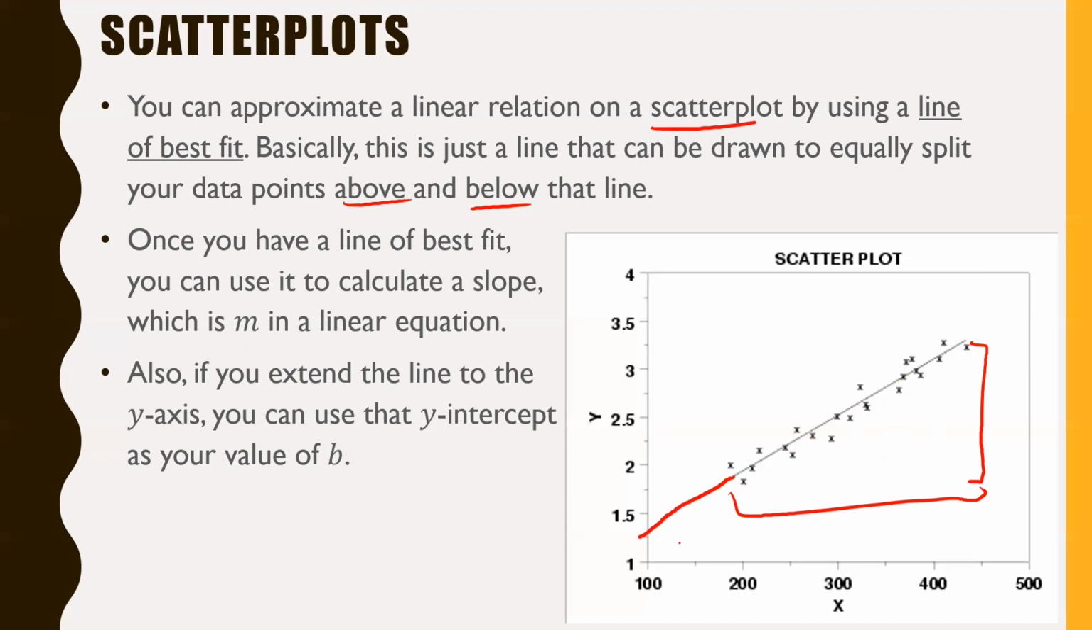But if you try to extend it the best you can and you make it all the way to your y-axis, just remember that your y-intercept is your value of b. So if you find your rise over run of just your line of best fit, that tells you your m. And then if you extend your line to your y-axis, that tells you your b. And then bingo, bango, bongo, we have y equals mx plus b.